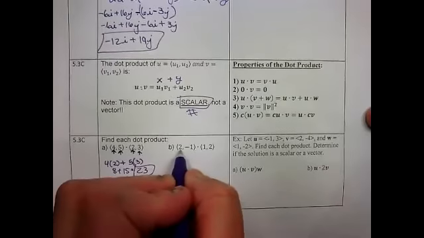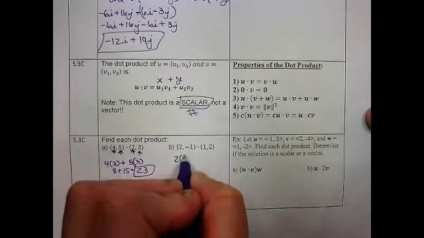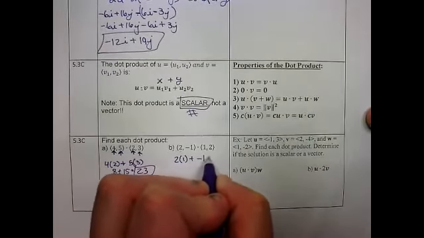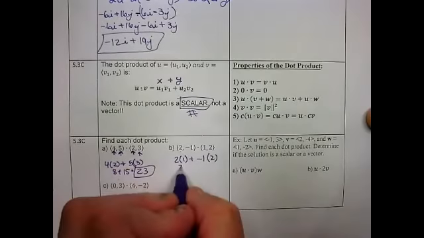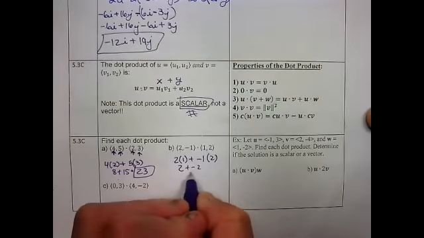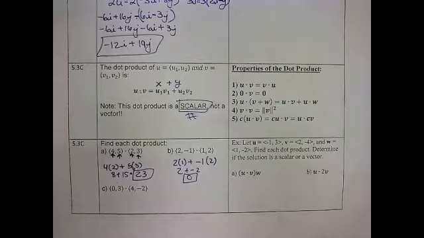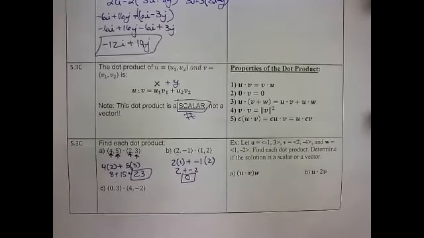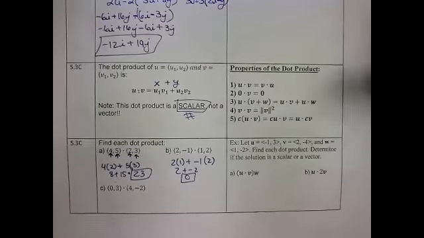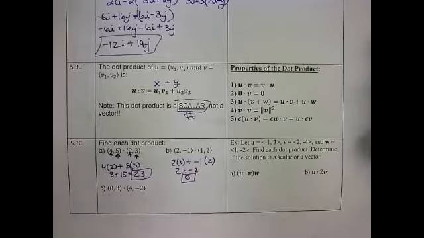Let's go ahead and do this next one. So 2 times 1 plus -1 times 2. That's going to be 2 plus -2, so it's going to be 0. If you don't get a number, like just a number, then you've done something wrong. This has to be a number. It's not going to come out as a vector.